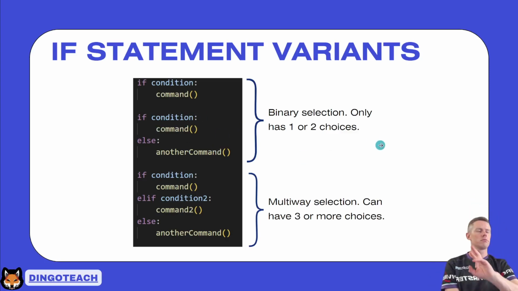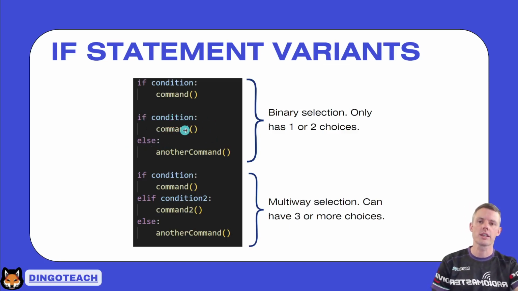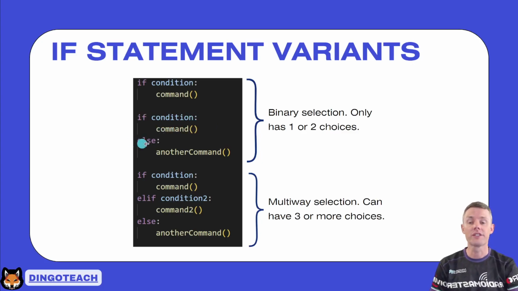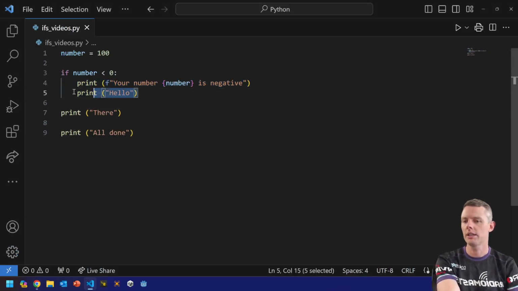However, what if you've got 2 things to happen? Well, then you could write if with a condition, which has a command in it, but then you can have an else. So if this condition is true, this command gets executed. If it's false, the else command gets executed. So let's try that here. Let's do this for your number as negative.